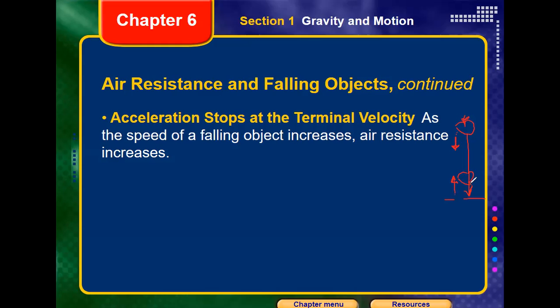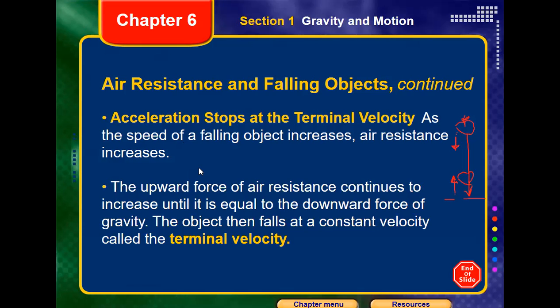So here we said that as the speed of a falling object increases, air resistance increases, and we find that the air resistance keeps increasing until it becomes equal to the force of gravity. Until this moment, the object moves with a constant velocity, and we call this terminal velocity.